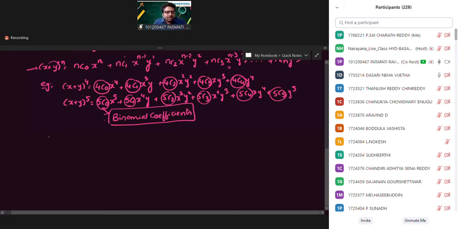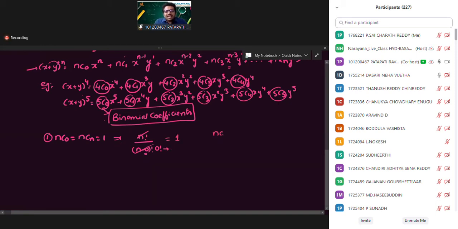For example, the first property is nC0. nC0 is always equal to nCn, which is equal to 1. What is nC0? n factorial by (n minus 0) factorial into 0 factorial. Is it correct according to the formula? Yes, sir. n minus 0 factorial is n factorial, this n factorial and this n factorial get cancelled. 0 factorial is defined as 1. So this is 1.